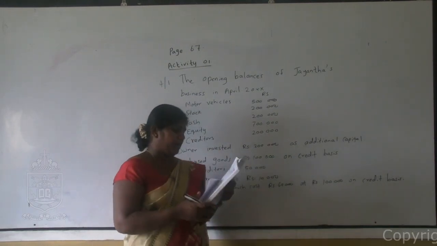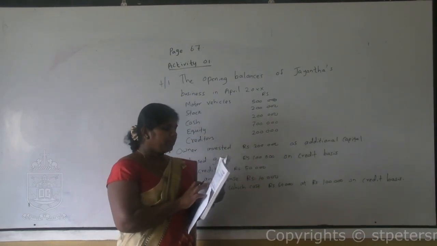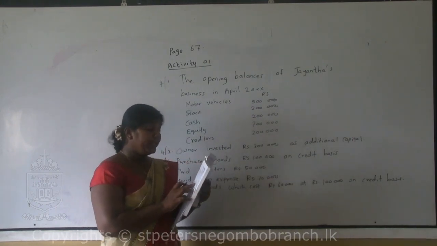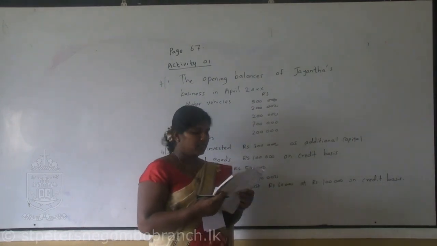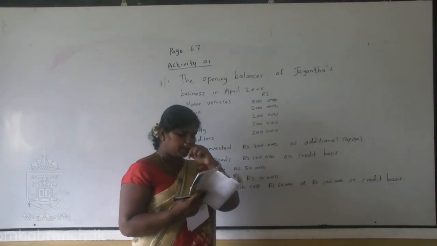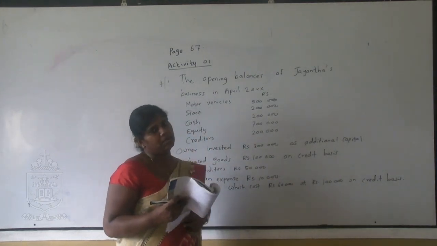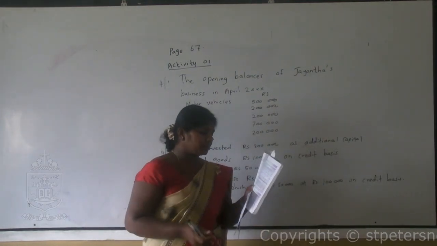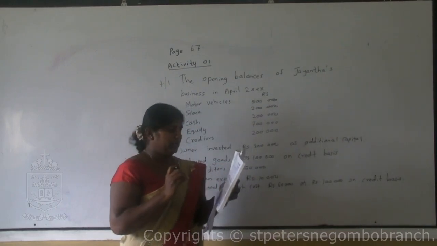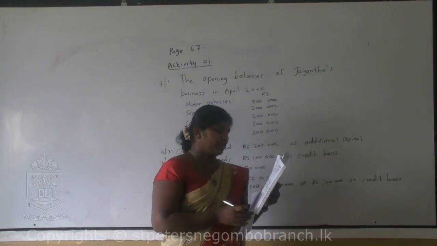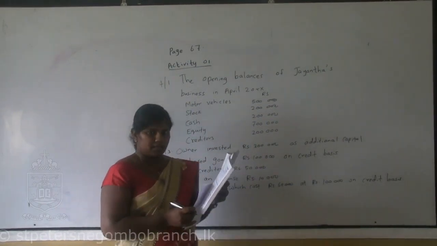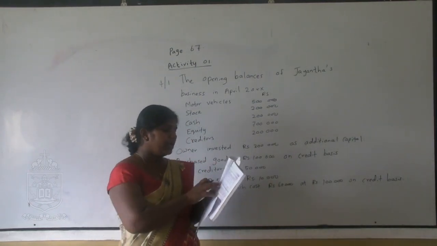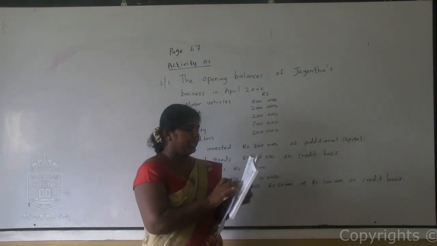17th of April, motor vehicles increased 200,000 and equity increased 200,000. Motor vehicle increased 200,000, equity increased 200,000 means children. Here already you have given a note. Owner has not taken any cash drawings during the month. So that is regarding the equity. Here also it influenced the equity.